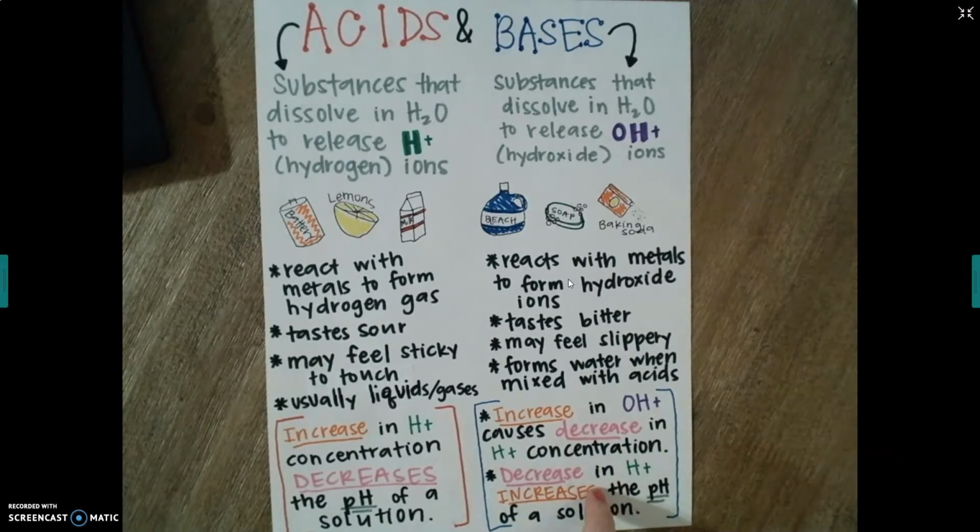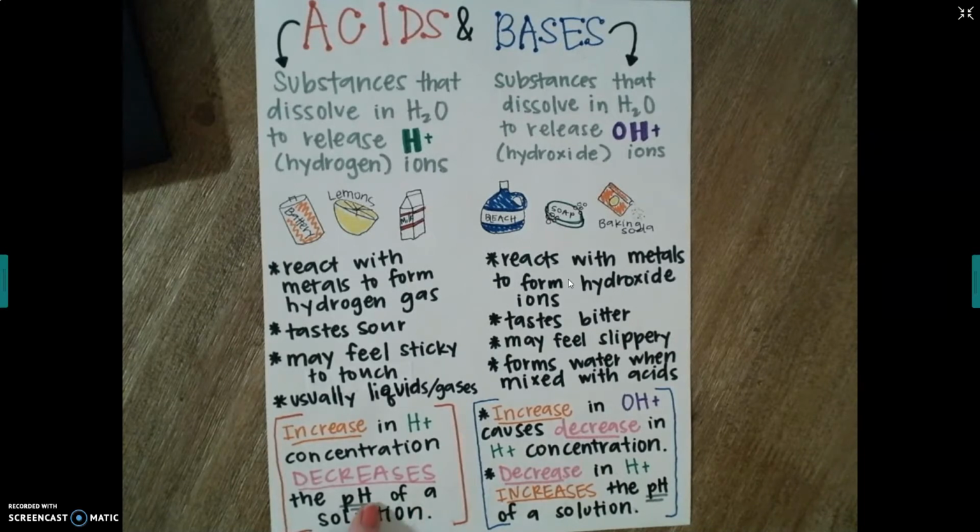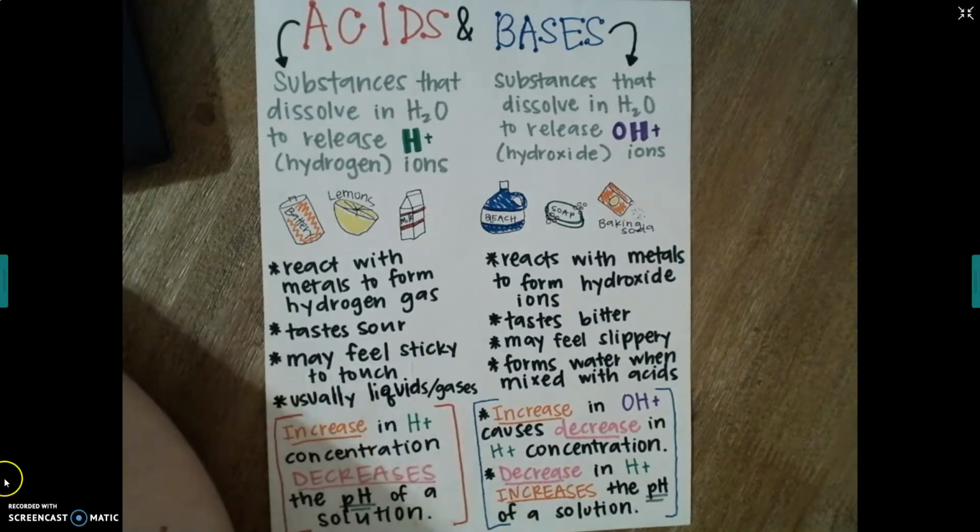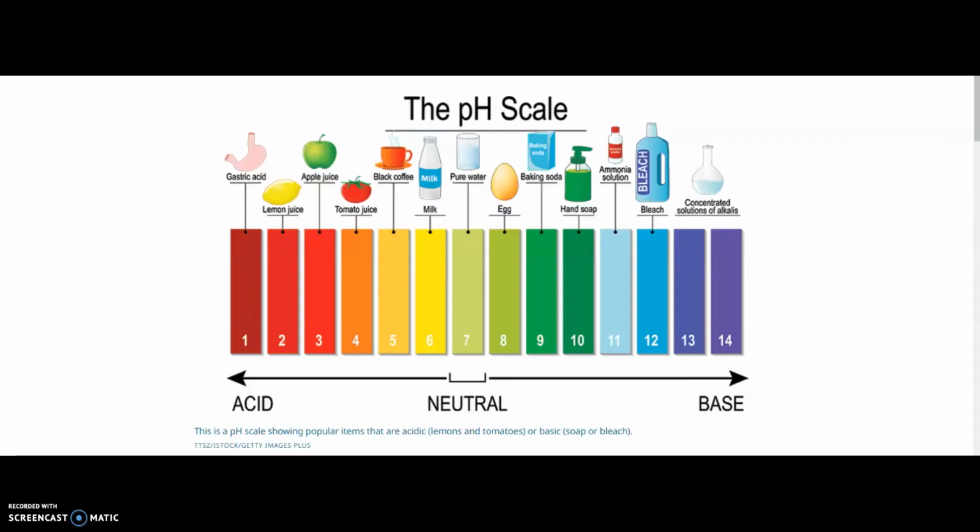So bases are going to have high numbers as their pH, and acids are going to have low numbers as their pH. Things less than 7 are going to be considered acidic. Things greater than 7 are going to be considered basic. So as we see in this pH scale here, our neutral is number 7. We see pure water. Anything to the left or anything less than 7 is going to be considered acidic. The lower the number, the more acidic it is.